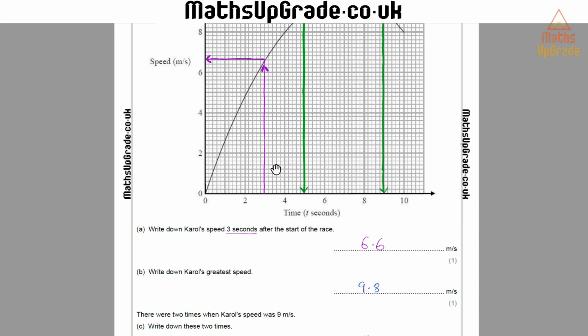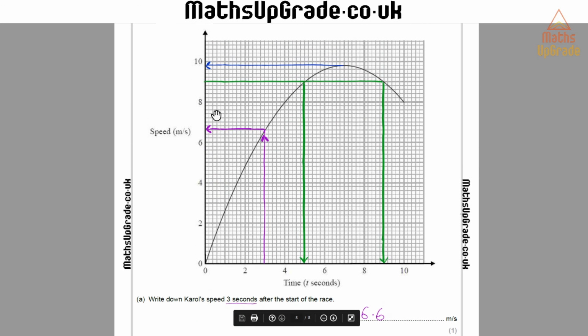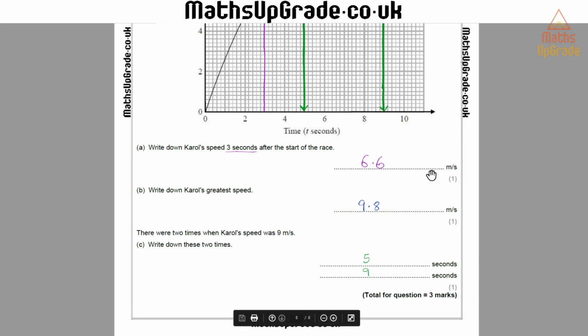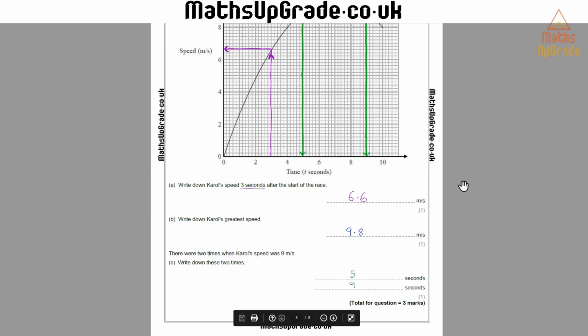Part C, there were 2 times when Carol's speed was 9 meters per second. Write down the 2 times. So let's look for 9 meters per second. Here's meters per second, the speed on this axis. Go straight across with the ruler, horizontally. As soon as you reach the line, read off the value of the bottom axis. So here it's about 5 seconds, but it's also 9 meters per second here as well, and that is about 9 seconds. So it's about 5 seconds and 9 seconds. The whole question there is worth 3 marks.